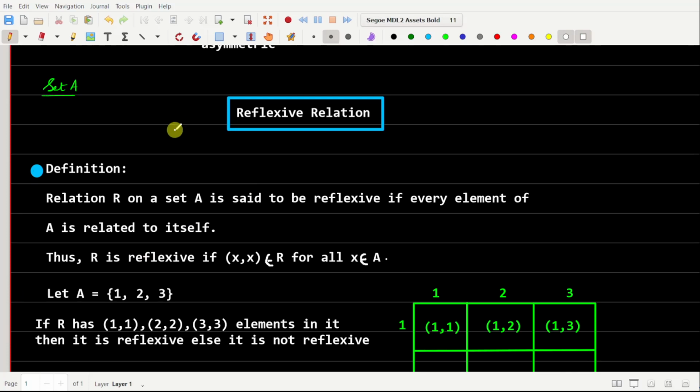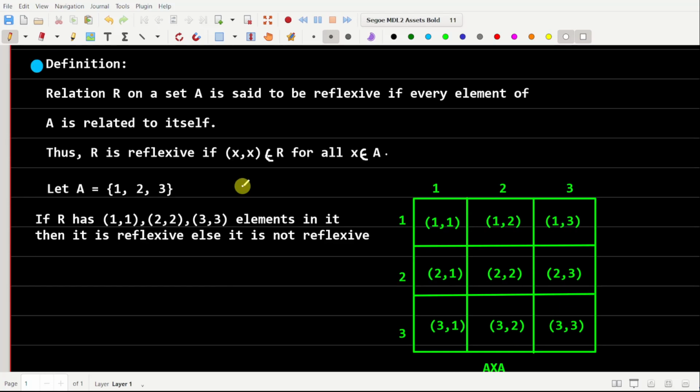A relation R, we will see the definition. A relation R on a set A is said to be reflexive if every element of A is related to itself, right? If every element of A is related to itself. So thus R is reflexive if (x, x) belongs to R for all x belongs to A. So let us take a short example.